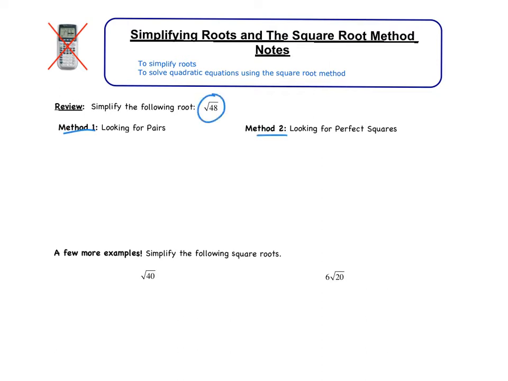We're going to start by simplifying the square root of 48. First method is to look for pairs. So what we need to do is break down 48 as much as we can. I know that 48 is 4 times 12. I know that 4 is 2 times 2. And I know that 12 is 4 times 3. This 4 can be broken down to 2 and 2. Okay, so again, you're just breaking down as much as you can.